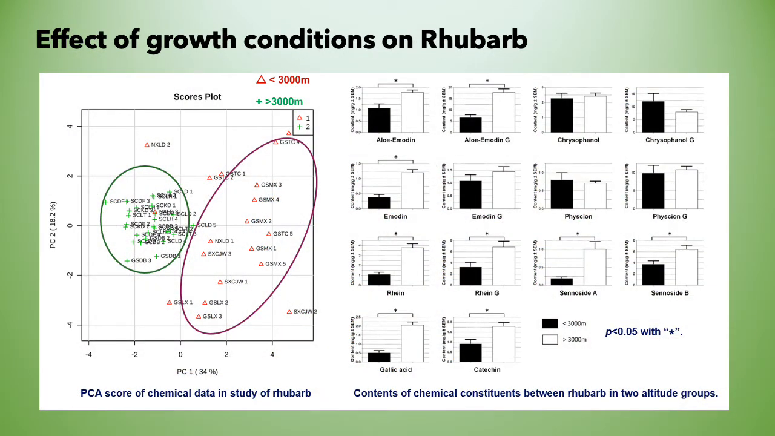So here what we have done is we try to measure all kinds of components in rhubarb. Here is a list including aloe-emodin, emodin, and all kinds of components. These are target analyzed, and we have measured all the contents and their levels have been quantified. Statistically, we can see that plants from above 3,000 meter or below 3,000 meter altitude have different contents of metabolites.